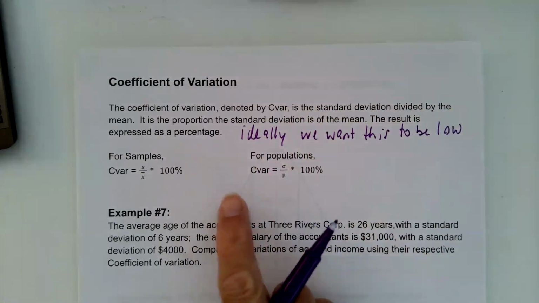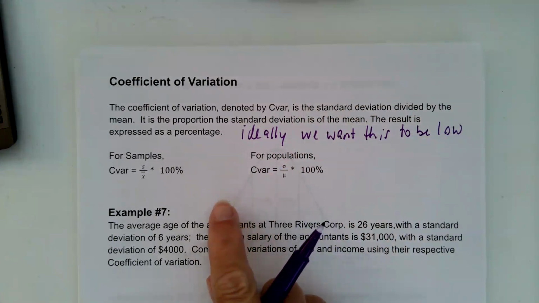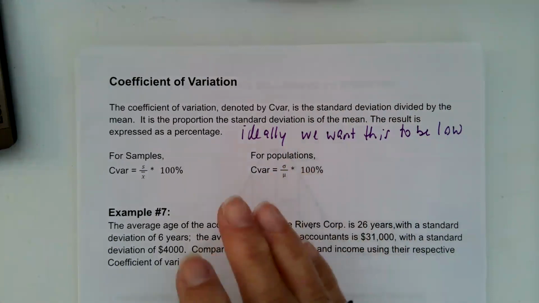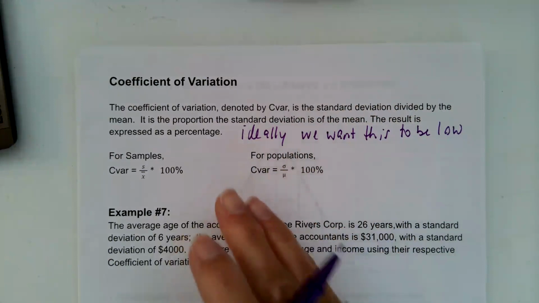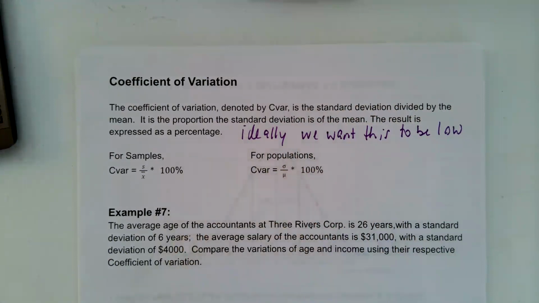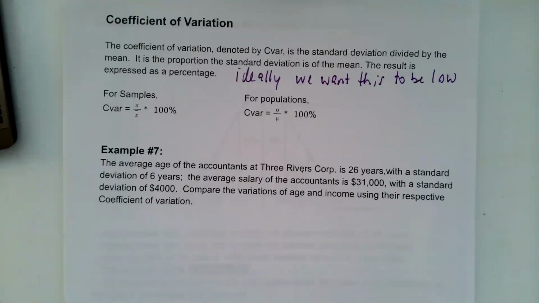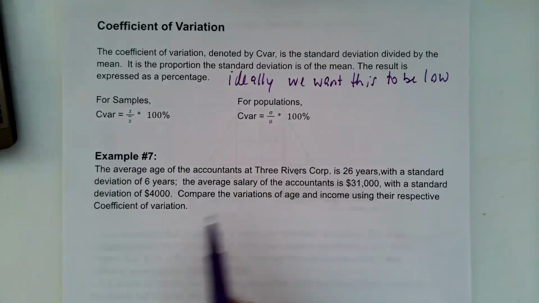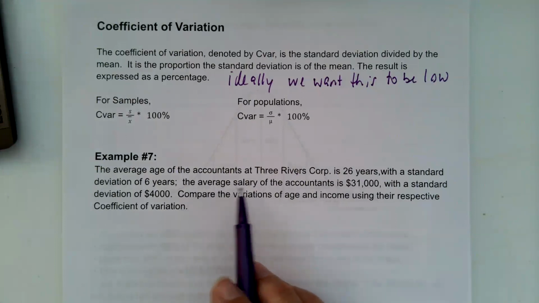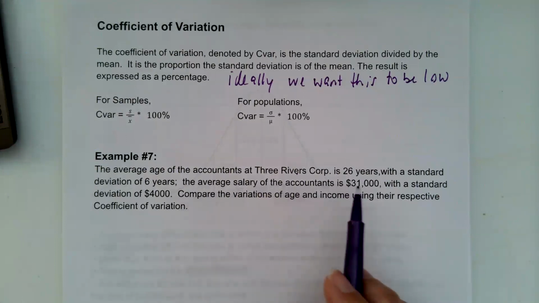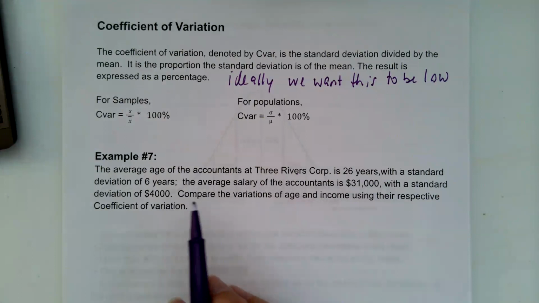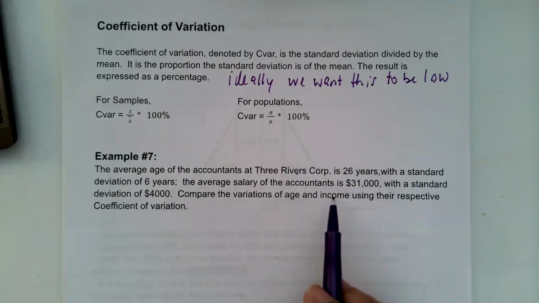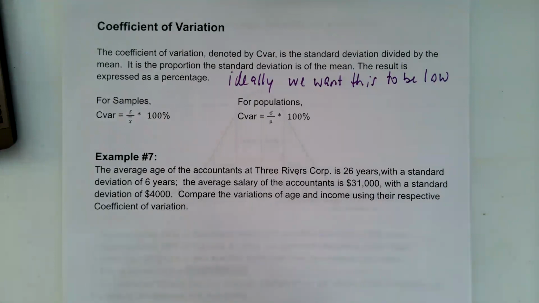When the C-var is high, it tells us that our data is very spread out, while our standard deviation is too large and it's too close to the mean. So let's look at an example here. It says the average age of the accountants at Three Rivers Corporation is 26 years with a standard deviation of 6. The average salary of the accountants is $31,000 with a standard deviation of 4,000. Compare the variations of age and income using the respective coefficient of variation.